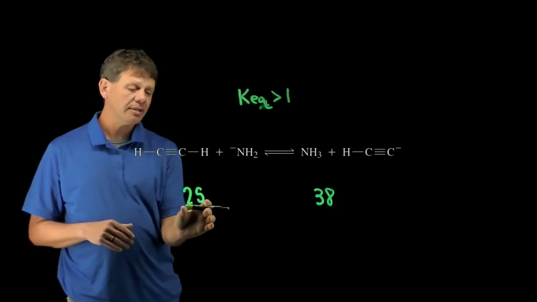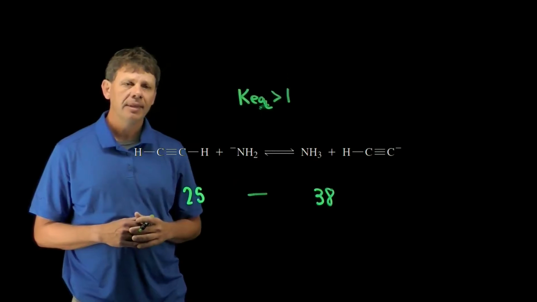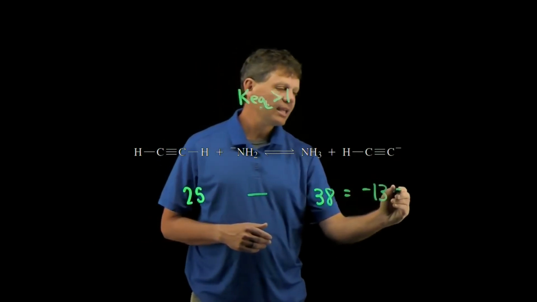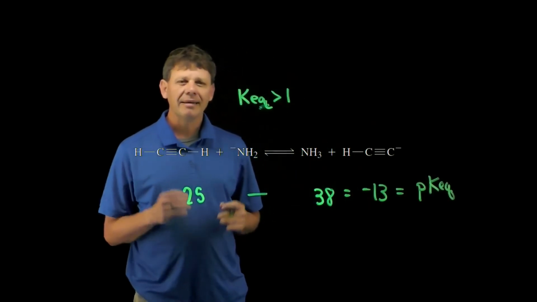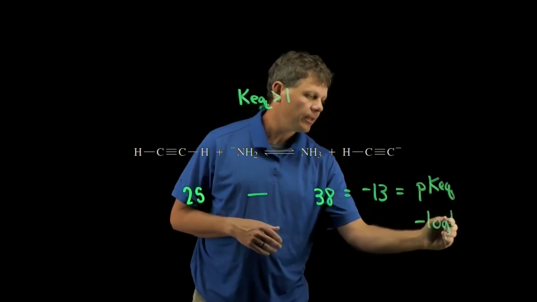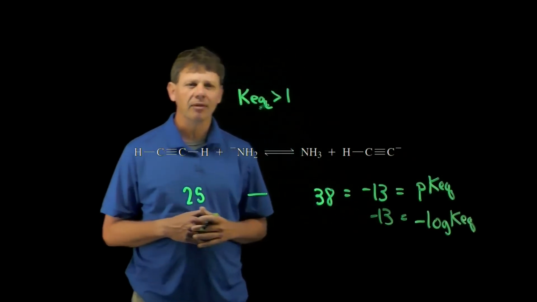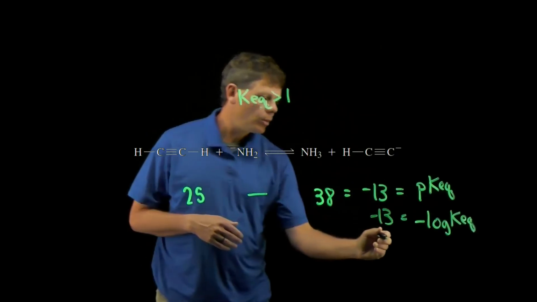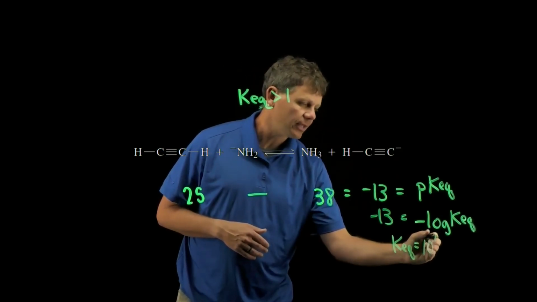The calculation is going to be: take the left side acid pKa minus the right side pKa. That's going to give us a value of negative 13, which is equal to the pKeq. Remember that p means negative log of KEQ, so negative 13 is equal to the negative log of KEQ. When we rearrange the equation, we get that KEQ is 10 to the 13th.